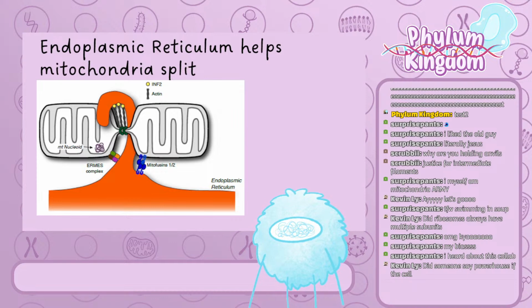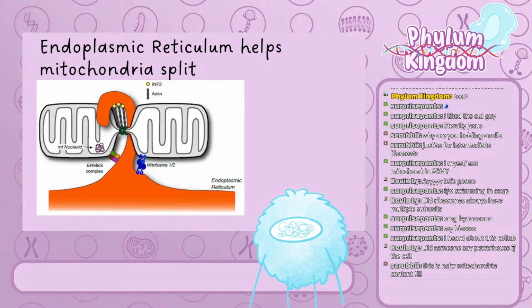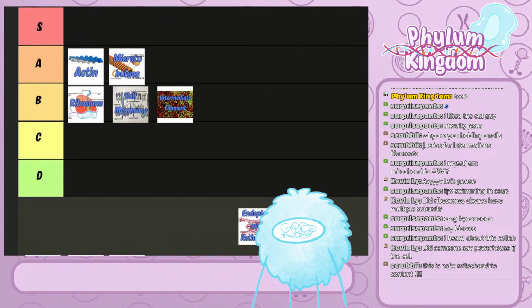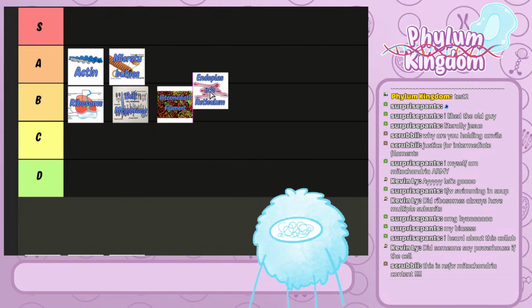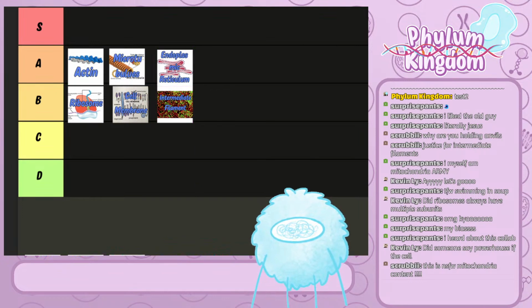But yeah, so endoplasmic reticulum helps the mitochondria go under fission, something I really did not expect. And for that reason, the fact that the mitochondria need the ER to split and the fact that the ER is acting in this supportive role for a lot of other organelles, I think that tickles me enough to put the ER in A tier. I think I am pretty happy with that. And I think that the collab with the mitochondria solidifies its position above everybody in B.